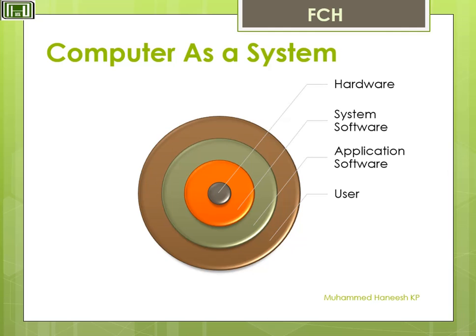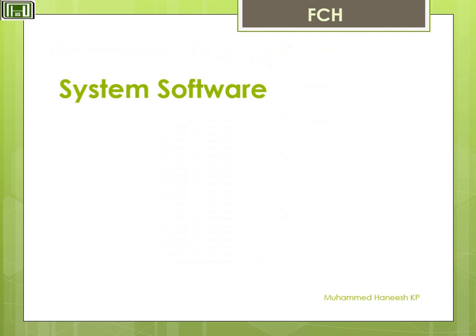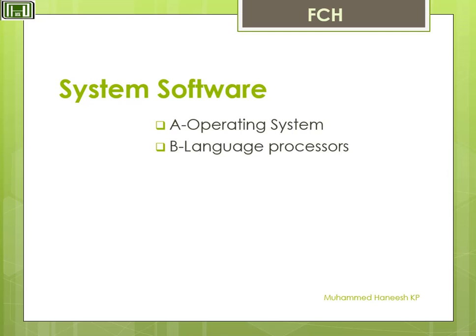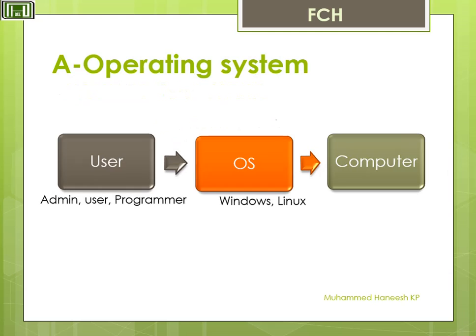We have first system software. It is a set of programs that manage the resources of a computer system, provide routine services, and assist in the development of application programs. Examples are operating system and language processor.